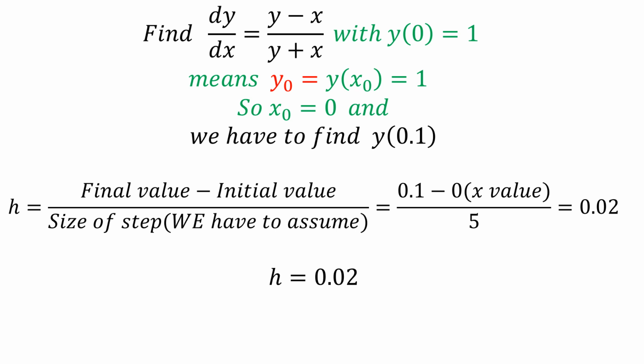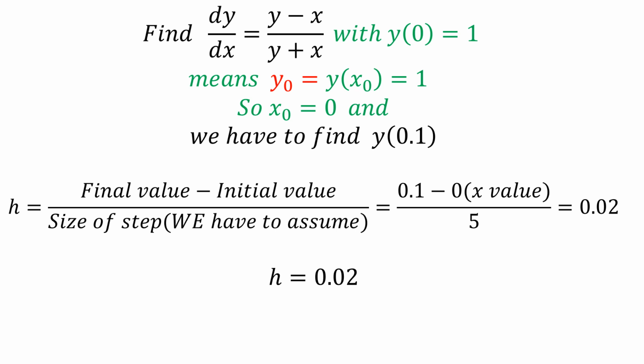So we have to solve dy by dx is equal to (y minus x) divided by (y plus x). That is the function, and the condition is y0 is equal to 1. Y0 means that 0 is the value related to x0, so our x0 is equal to 0 here. And we have to find y at 0.1.